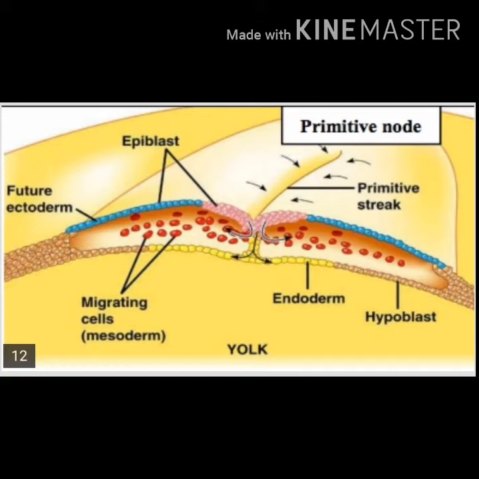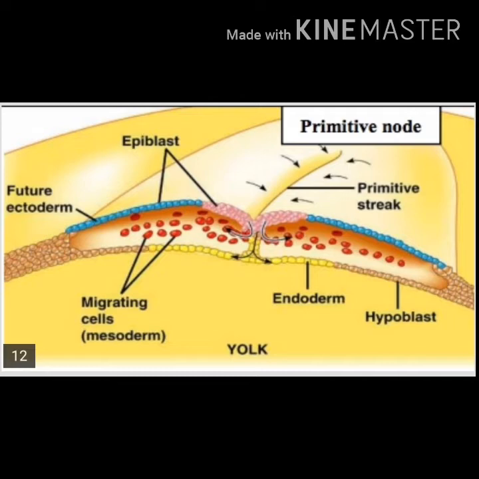Next is the embryonic mesoderm. Those epiblastic cells which migrate through the caudal part of the primitive node and a major part of the primitive streak give rise to a layer of cells between the epiblast and the newly formed endoderm. This layer is called embryonic mesoderm or intraembryonic mesoderm.